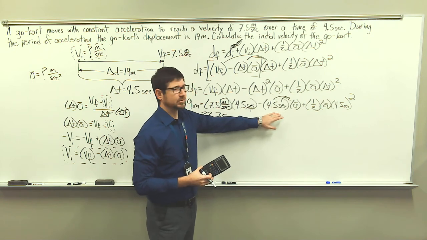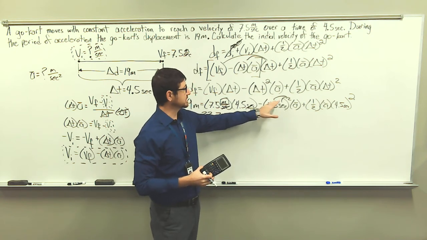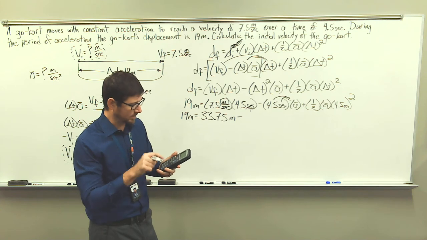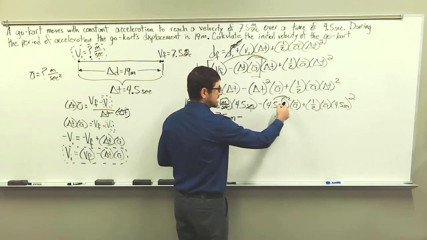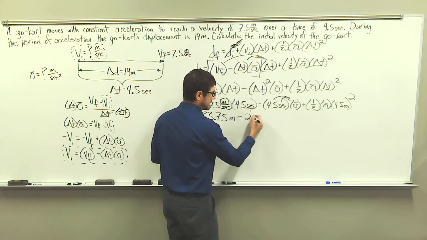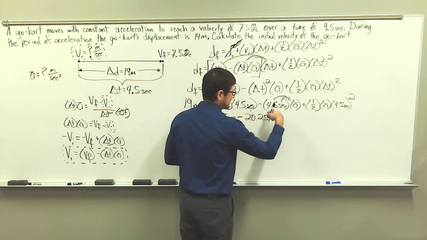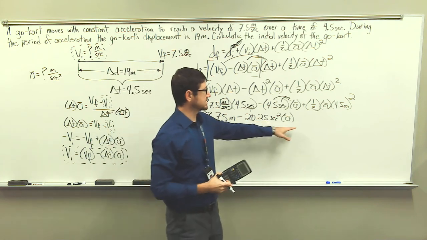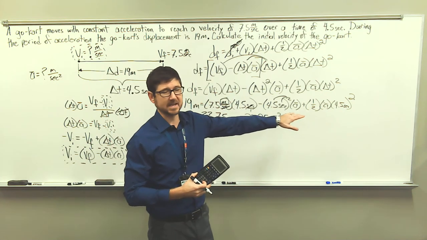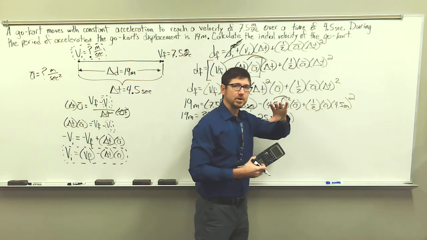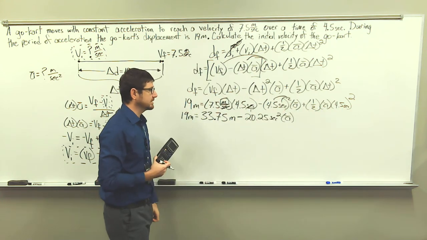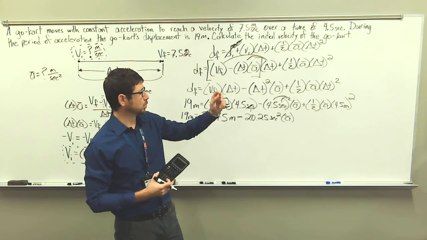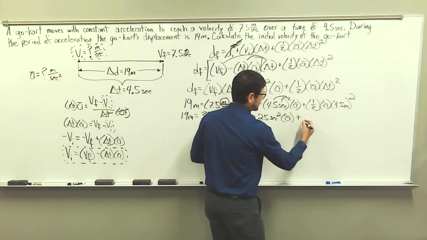Just to do a reality check here, we know that this value, when we square it, has to be between 16 and 25. So let's see where we're at. 4.5 squared, 20.25. And seconds times seconds is seconds squared. So minus 20.25 seconds squared times acceleration. Okay, plus 1/2 times acceleration times 4.5 seconds squared. Now, 4.5 seconds squared, you've already calculated this value. We have 20.25 seconds squared. Let's divide by 2. That's going to give us 10.125 seconds squared times acceleration.